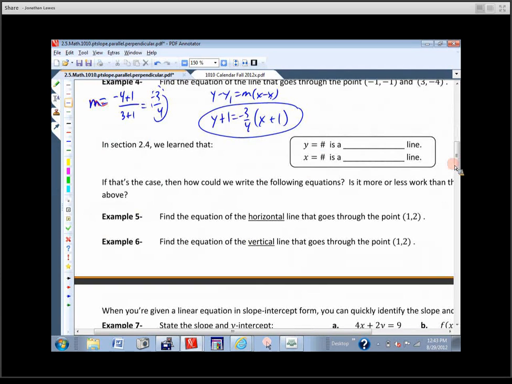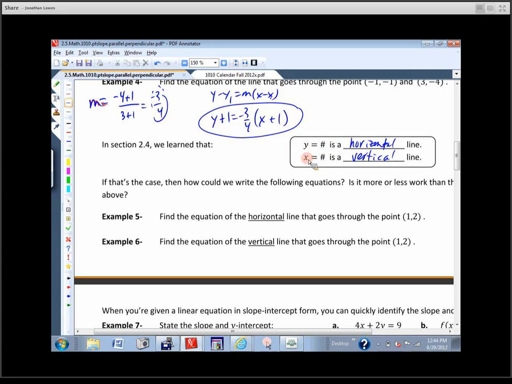So if we said y equals a number, that was a certain type of line. And if we said x equals a number, that was another type. I suppose you've got a 50-50 chance, but it would be nice if we just knew this rock solid. y equals a number is horizontal. So that means x equals a number is vertical.